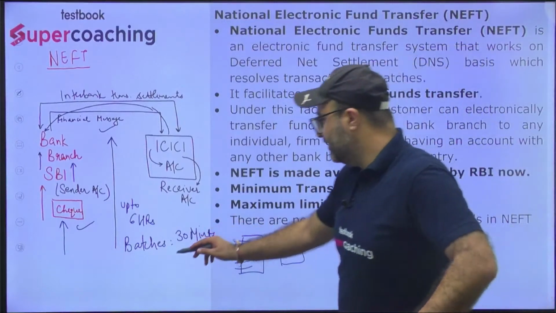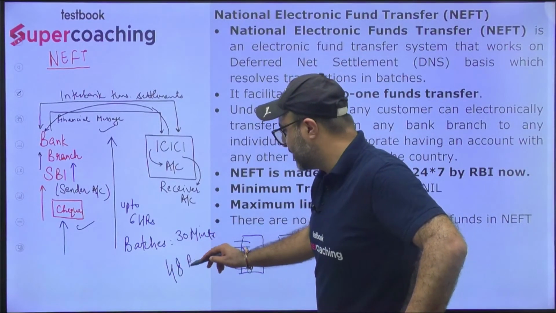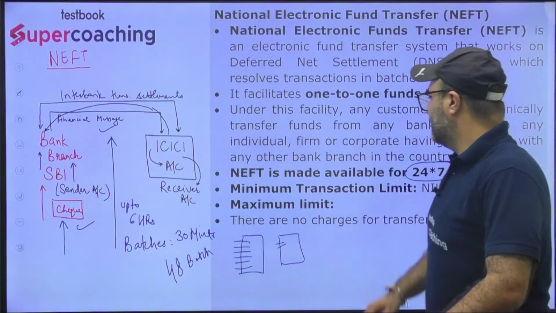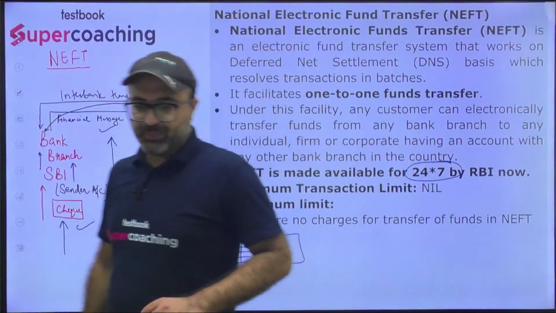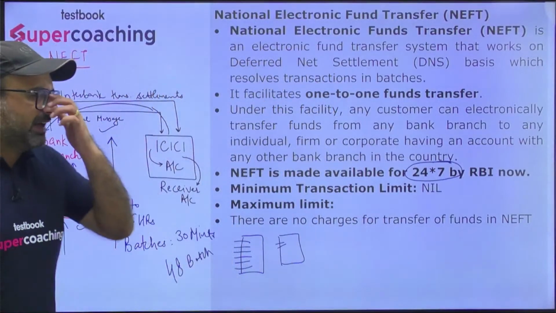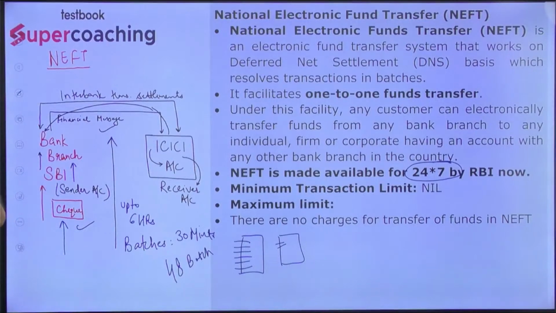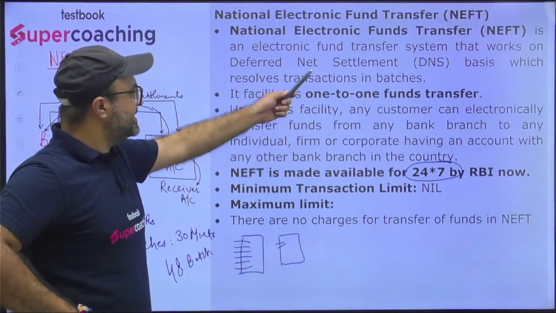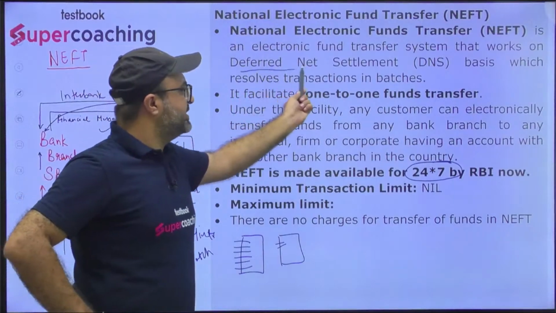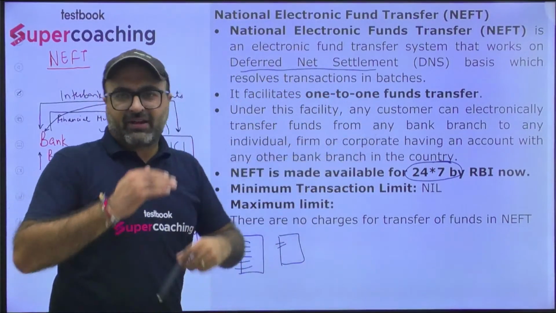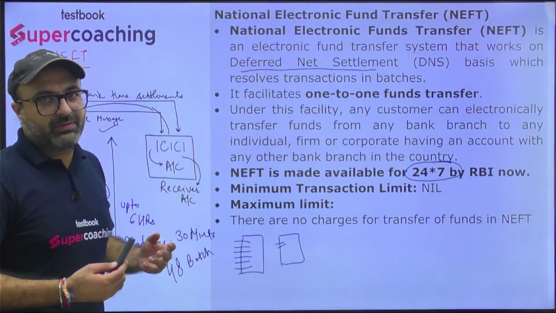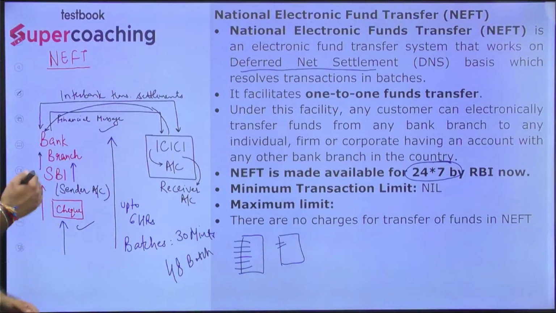So in a day, how many batches do we have? 48 batches, because this is a service of 24/7. That means 24/7 you can enjoy this particular service. What is the minimum limit, sir? In case of NEFT, the minimum limit is 0+, and the maximum limit is, there is no limit. It depends on your account and the services offered by your bank. But as I said, it is not real-time settlement, it is deferred net settlement. Deferred means transaction settlement will be done in the near future. It won't be done in real time. So that is basically NEFT.